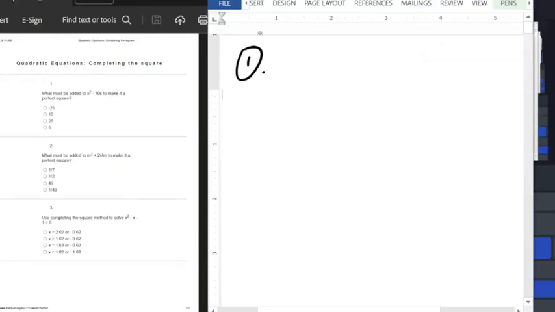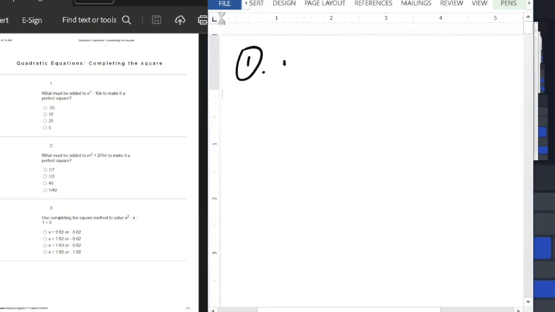So in this class, we want to look at corrections to questions on quadratic equations using the completing the square method. So we have the first one. What must be added to x squared minus 10x to make it a perfect square? So let's look at that.